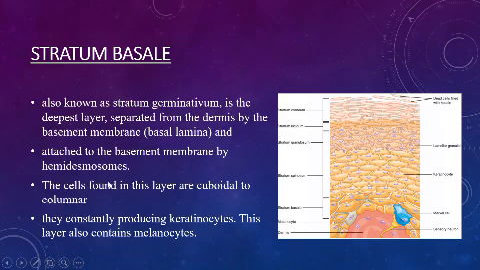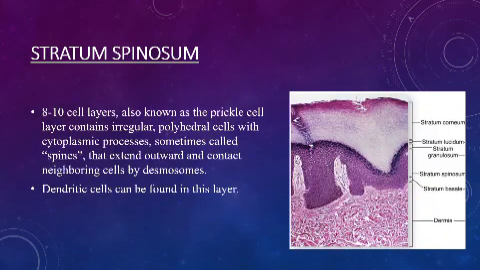The cells found in the stratum basale layer are cuboidal to columnar in shape. They constantly produce keratinocytes. This layer also contains melanocytes. Clear? Coming to stratum spinosum, this is the picture of stratum spinosum.